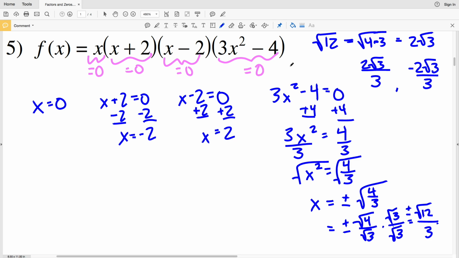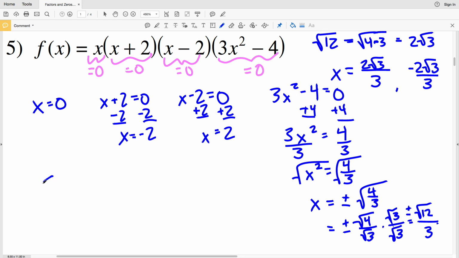Now if you got confused throughout that process when I was solving for x, I solved for x by taking the square root. But remember, you can also solve by factoring or by using the quadratic formula. So feel free to use whatever method is most comfortable for you.